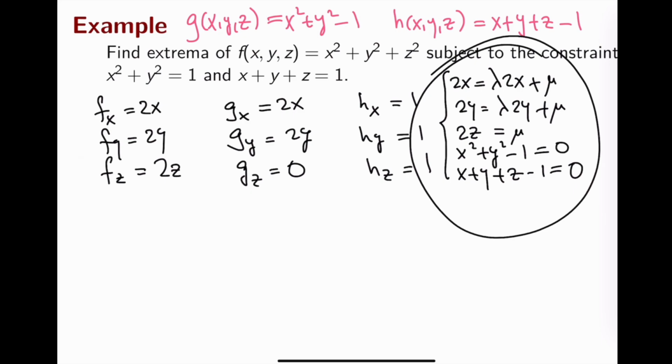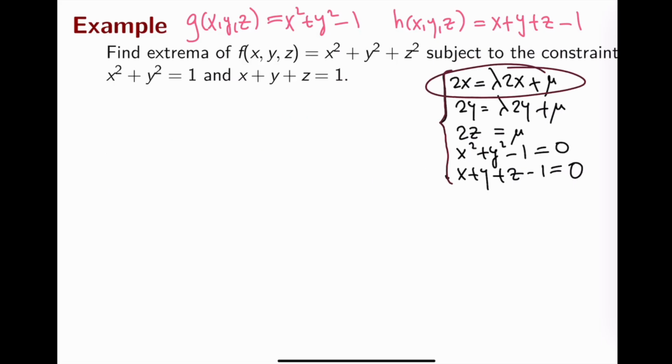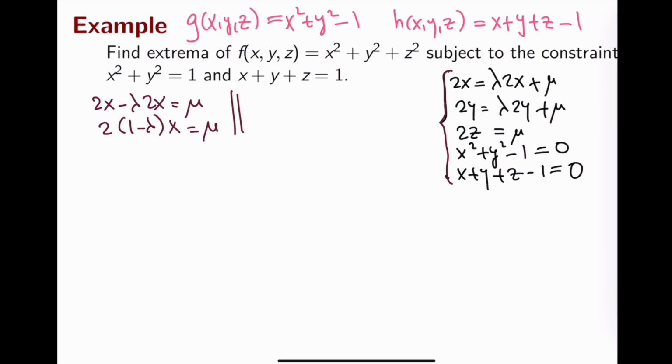So this is the complicated system that we need to solve now. From the first equation, we get that 2x minus lambda 2x is equal to mu. And so that means that 2 times 1 minus lambda times x is mu. From the second equation, we get similarly that 2y times 1 minus lambda is also mu.